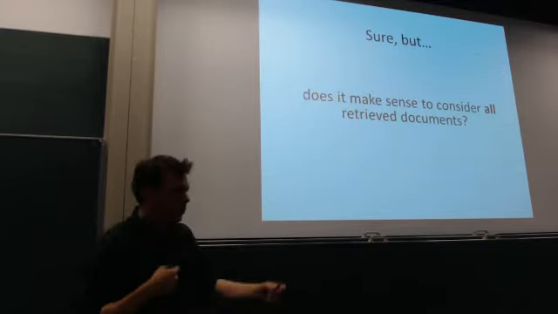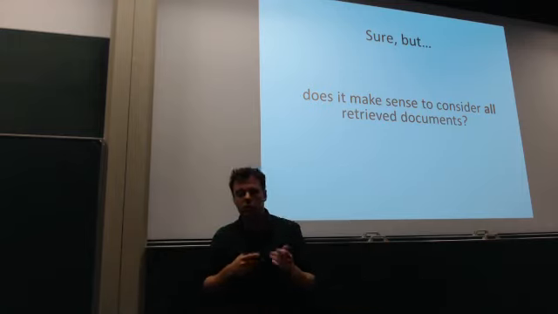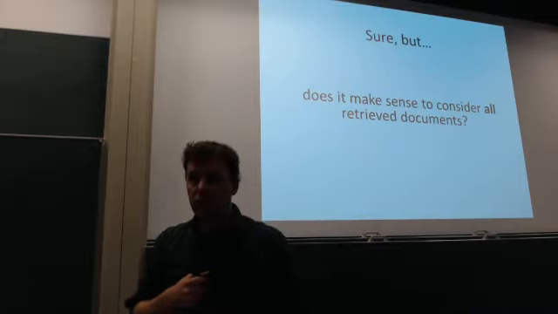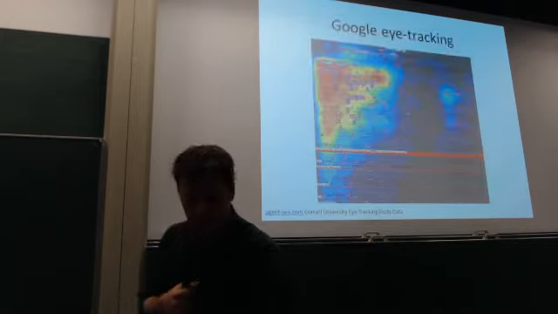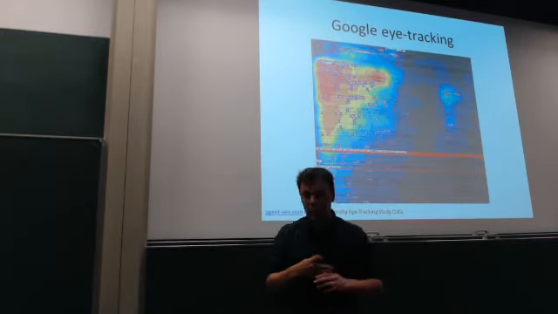Okay, so now we get to the point of recall. Does it even make sense on the web, at least, to consider all retrieved documents, right? So do I have to go to all the 1 million results for cat if I Google cat? And so how does the web work? How does Google work? So we can actually just measure it, and we've been doing that.